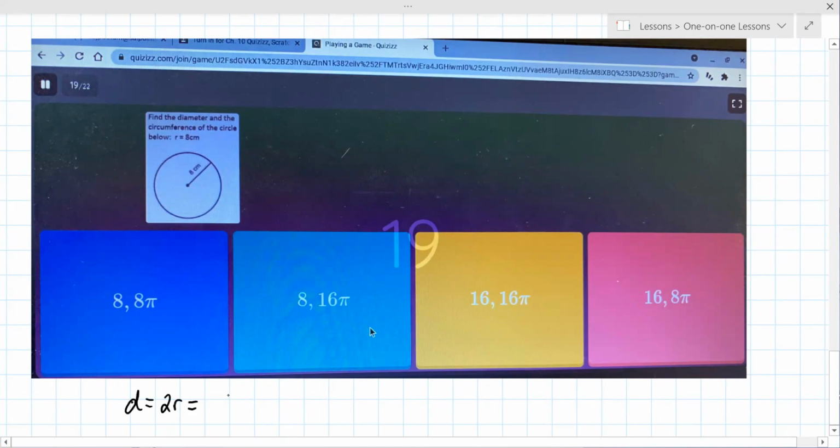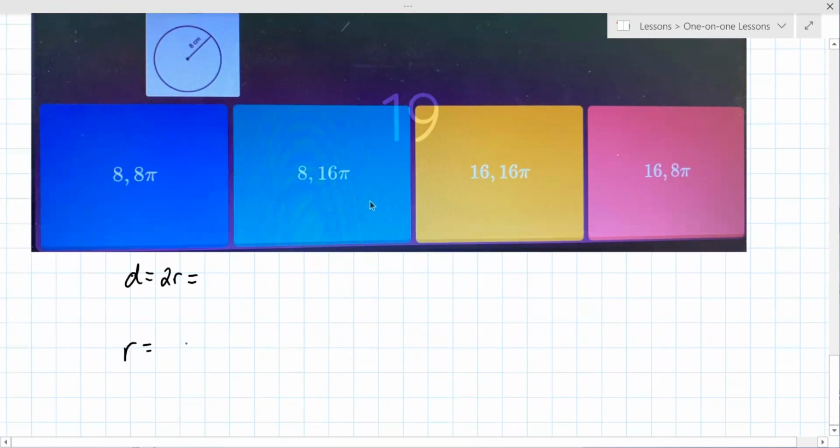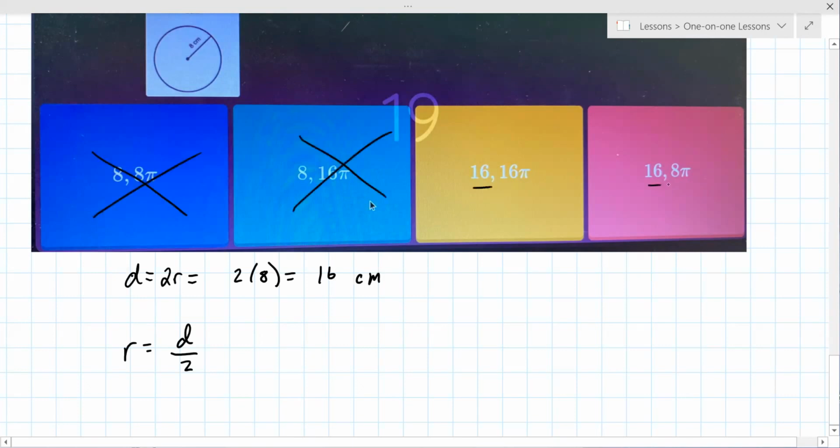Okay. Sometimes people write this that the radius is the diameter cut in half. Either is fine. They're exactly the same, but in this case, 2 times 8 is 16. That's your diameter here. So that one's out and that one's out. These are okay. Now it also asks for the circumference.